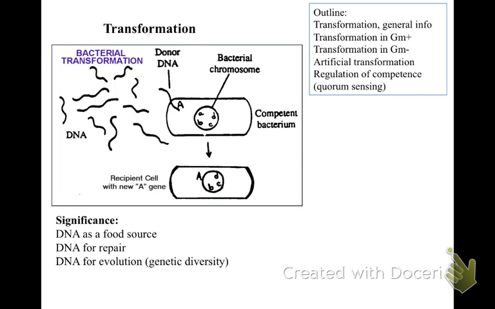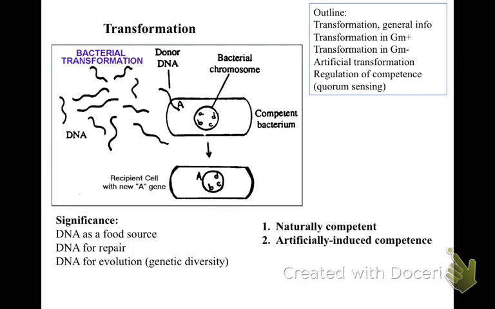So the significance of this process is that in some organisms, taking up DNA is useful because DNA can be used as a food source. That doesn't happen in all organisms, but DNA does serve an important role in repair of damaged chromosomes, for example, in organisms that are competent. And finally, this contributes a lot to genetic diversity and the evolution of variation in different organisms.